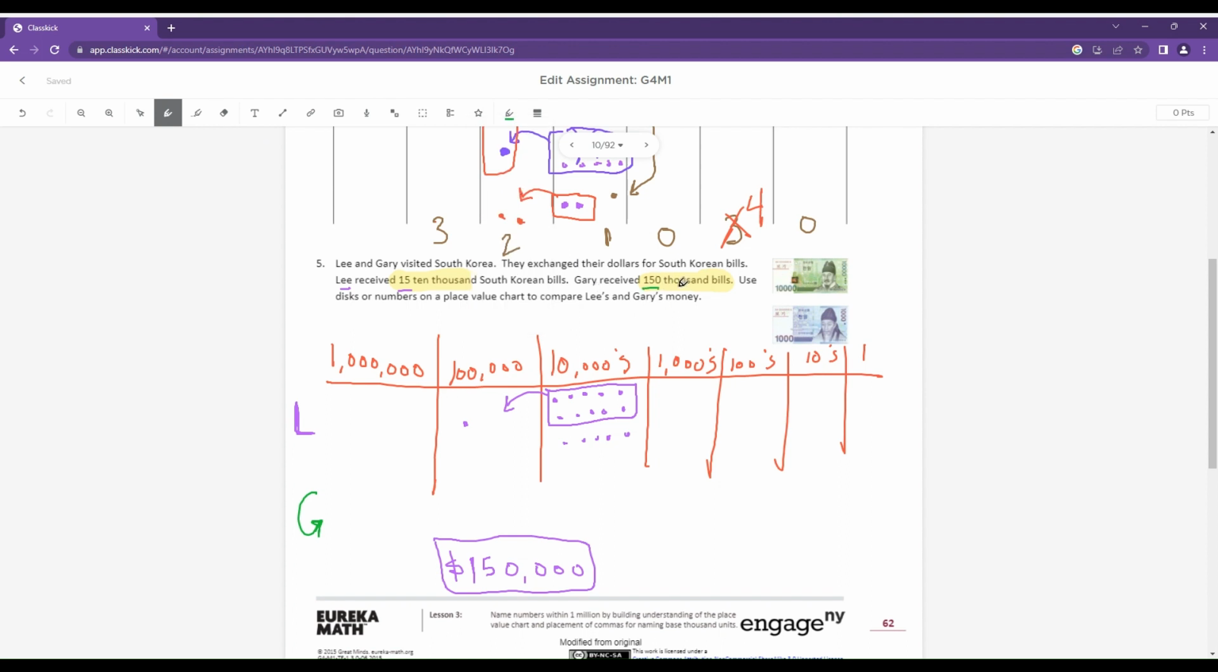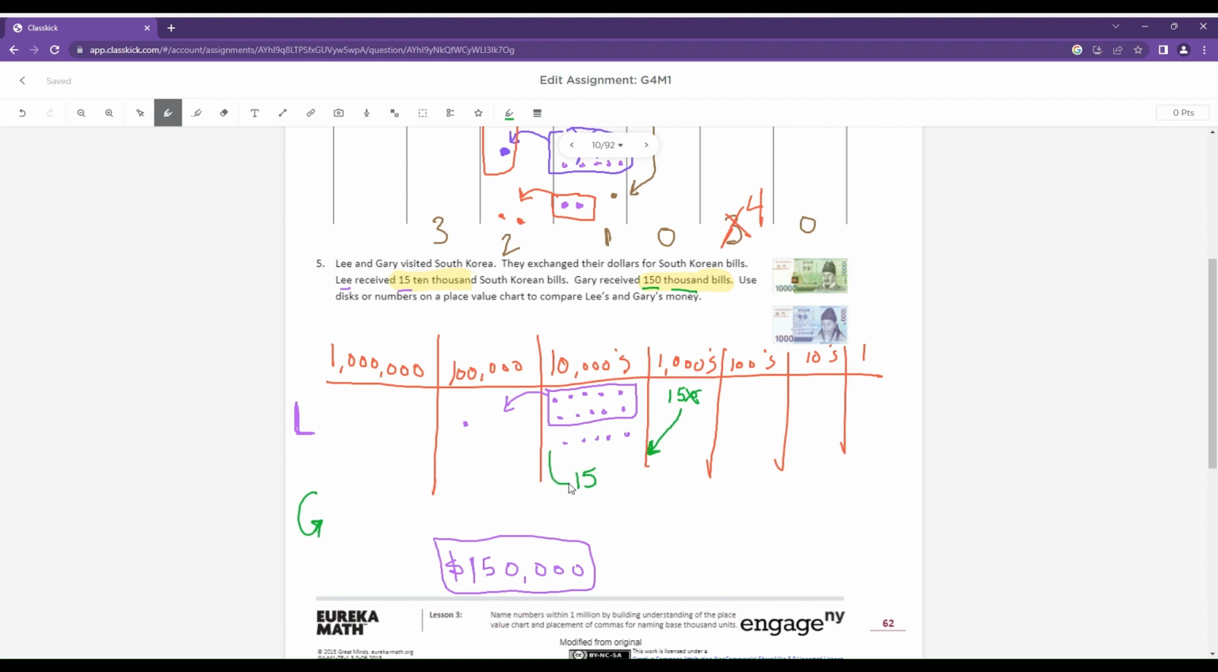Now it says, let me do this in green for Gary. Gary received 150,000 bills. So that means in this thousands place, I would have the number 150. It would be ridiculous to try and draw 150 dots here in my thousands column. But if I were to take this and try to use the place value chart, what would happen is I would say, well, I have definitely more than 10 over here. So if I were to multiply this by 10, I could just cross out one of these zeros and I'd be left with 15 10,000s.